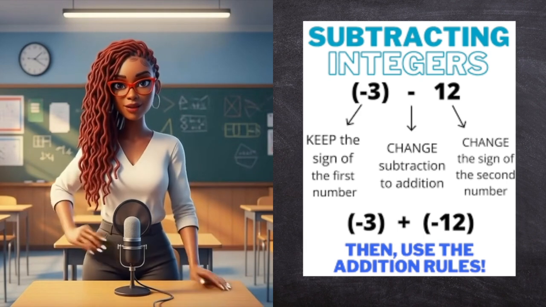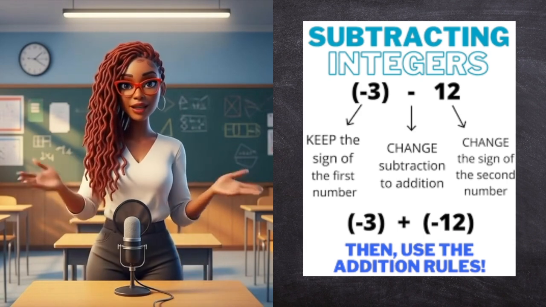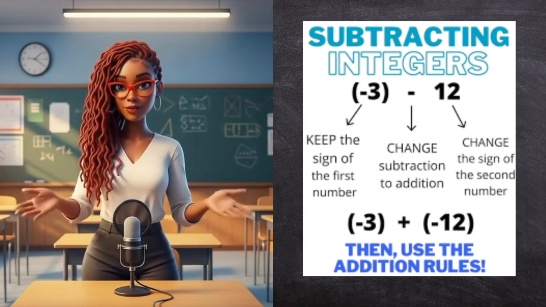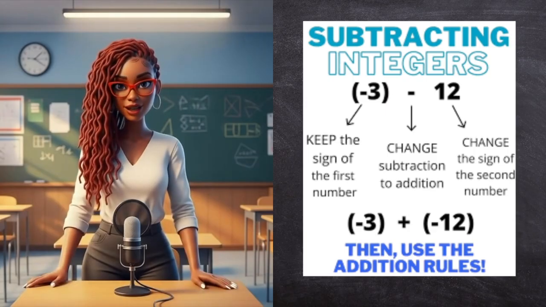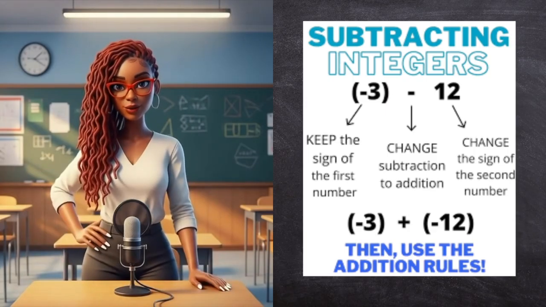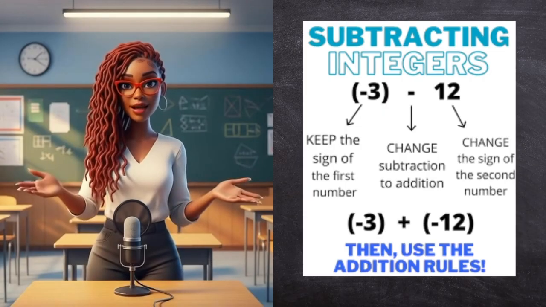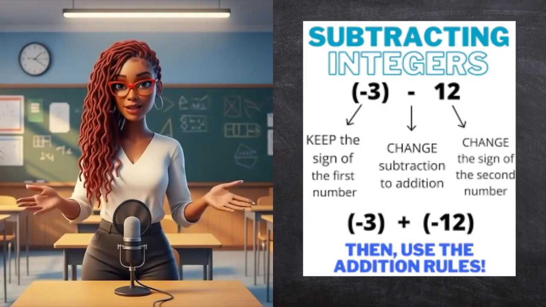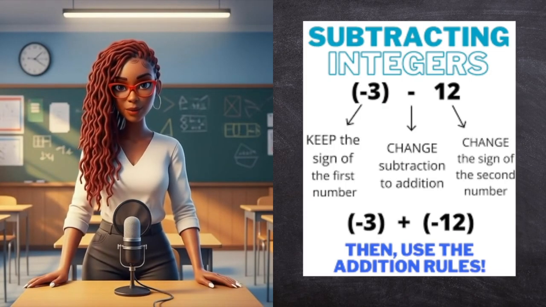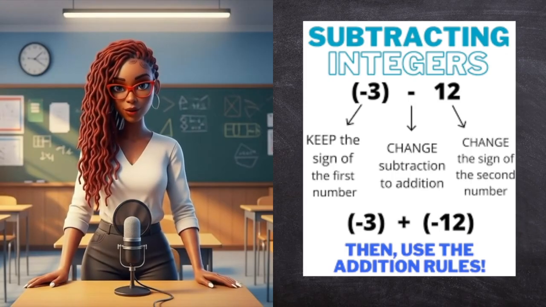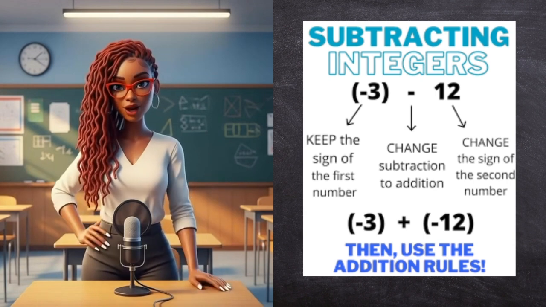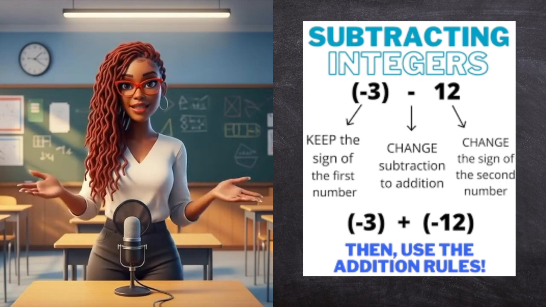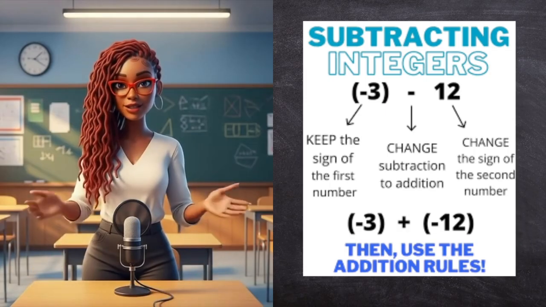Now follow me. Follow these 3 steps. Step 1, keep. Keep the sign of the first number. So -3 stays the same. It remains -3. Step 2, change. Next, we change the subtraction sign to addition. Following me? Stay with me. Step 3, change again. Then we change the sign of the second number to the opposite. So for example, since we have a +12, it now becomes a -12. So now our new problem is -3 plus a -12.